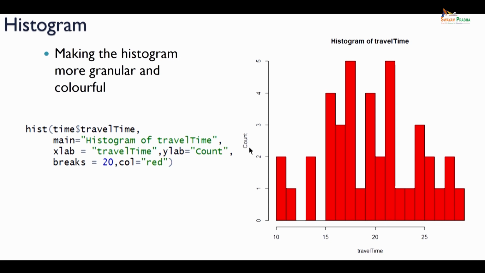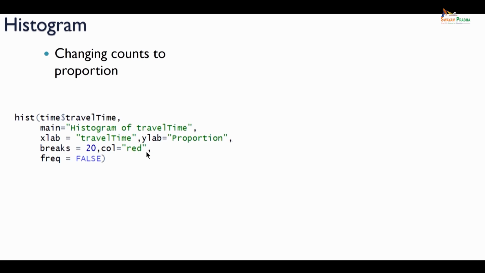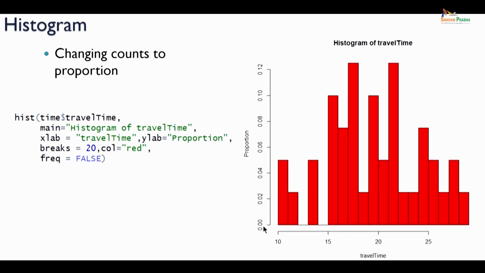So, now let us see, instead of counts can we have proportion on the y axis. So, I am going to now change counts to proportion. Again this is also in continuation to the previous code. After color just give a comma and continue. I am setting freq equal to false, which will basically convert the y axis to proportions. So, here you can see your y axis has been converted to proportion and I have changed the y label correspondingly. So, this is how you convert your counts to proportion. So, you can add more granularity if you want or change the color in the histogram.